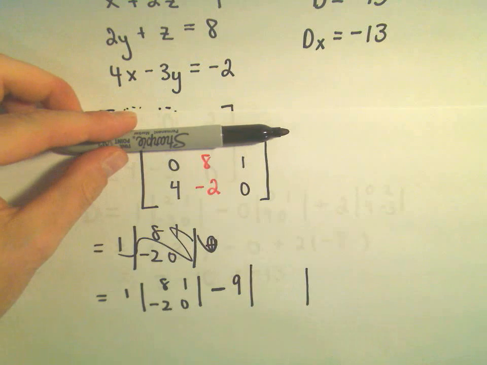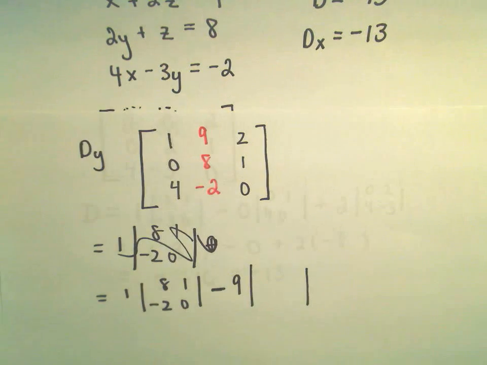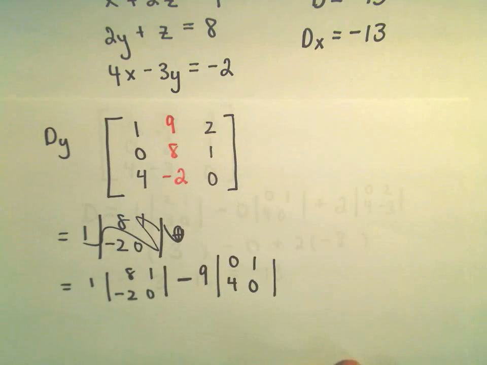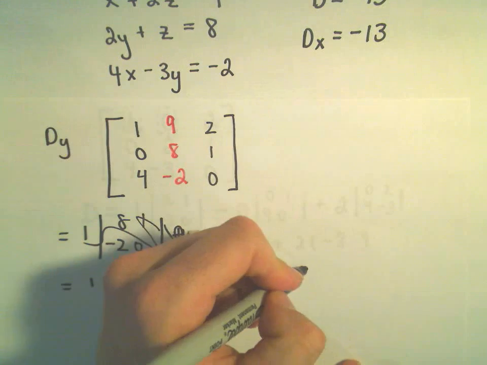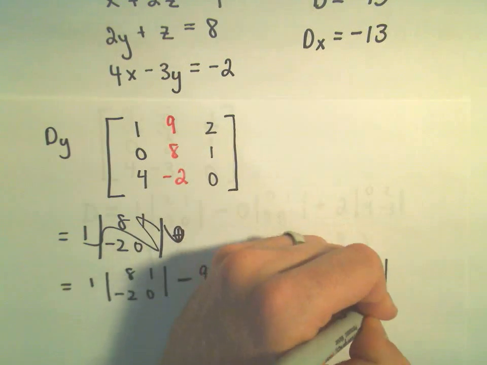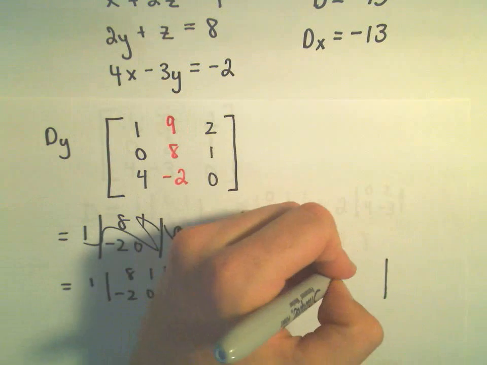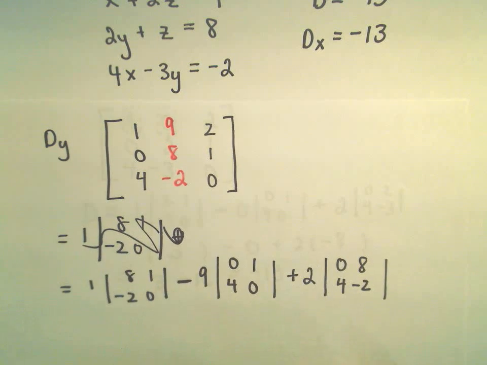And if we cover up that row and that column, it looks like we have 0, 1, 4, and 0 left. So you can see there's just tons of arithmetic in these. It's certainly easy to make a mistake. Our last entry, we have a +2. We leave that sign positive. It looks like we would get 0 and 8, and then 4 and -2.